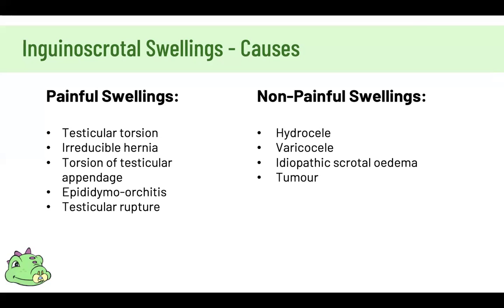But other things, an irreducible hernia is also quite severe. Torsion of the testicular appendage, an infection like epididymo-orchitis, and testicular rupture. So a painful swelling is normally not benign. It can be quite severe and tends to require pretty prompt treatment. Non-painful swellings can be quite benign, something like a hydrocele or a varicocele. It can also be idiopathic scrotal edema. And the main thing that you would want to rule out is a testicular tumor if it's non-painful.